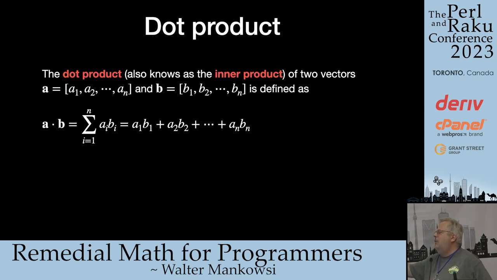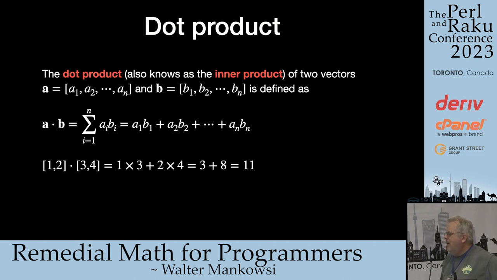So you think of that as being a loop. That's just a math terminology for something being a loop. If you want to take the dot product of 1, 2 with 3, 4, it's 1 times 3, the first and first, plus the second and second, so it's 1 times 3 plus 2 times 4, which is 3 plus 8, which is 11. So the dot product of 1, 2 and 3, 4 is 11.